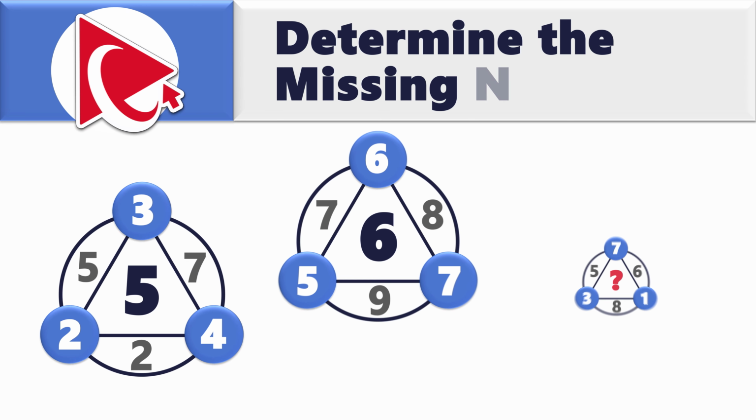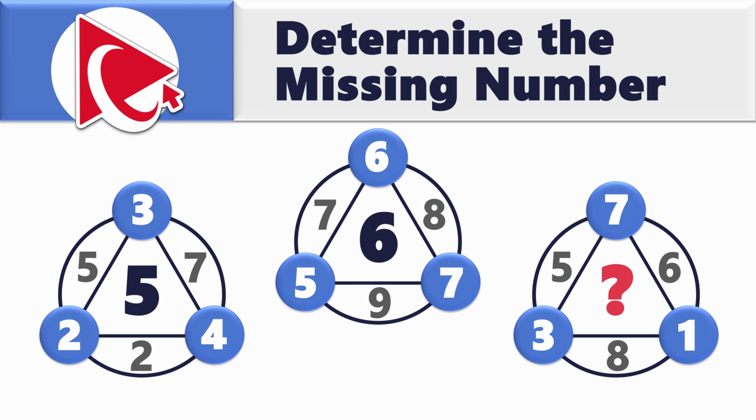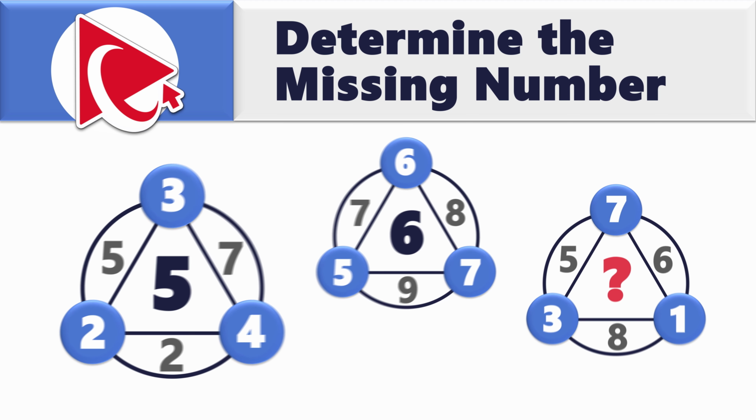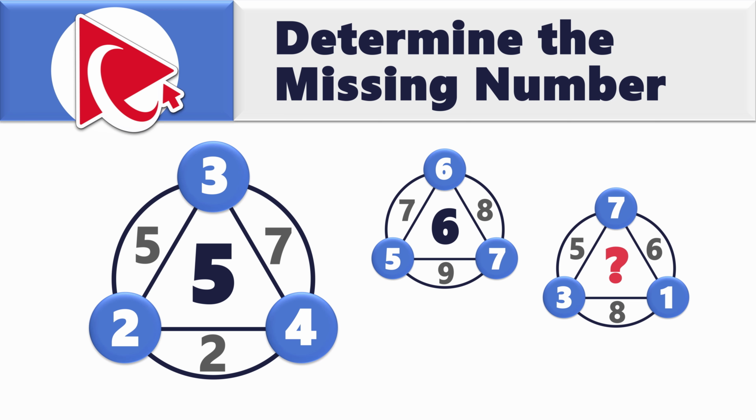You're presented with unusual looking shapes, a combination of circles and triangles. Each shape has 7 numbers. In the first shape, the inside numbers are 5, 2, and 7. The outside numbers are 2, 3, and 4, and the middle number is 5.